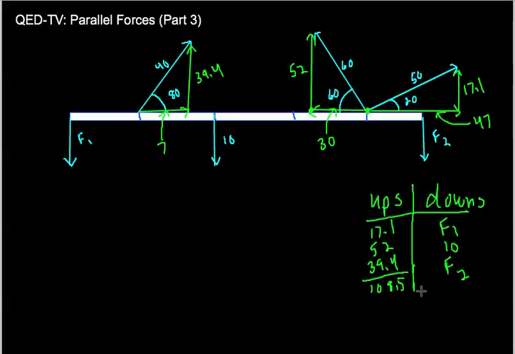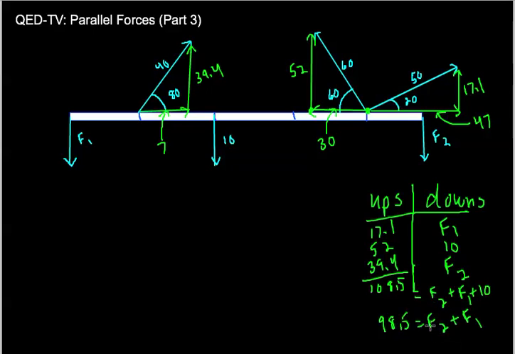108.5 equals F2 plus F1 plus 10. And I can subtract 108.5 minus 10 and I get 98.5 equals F2 plus F1. So that's going to help me because I want to figure out F2 first. So that's going to help me in a little bit to figure out what F1 is.